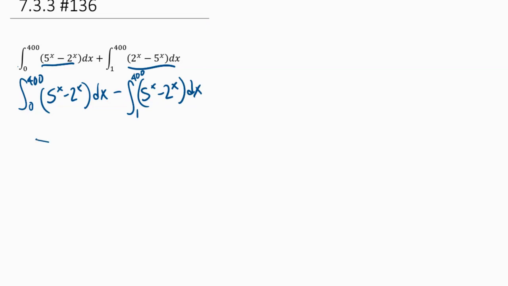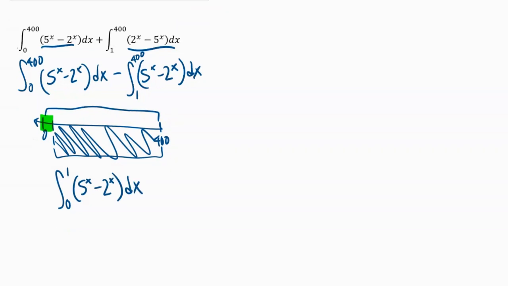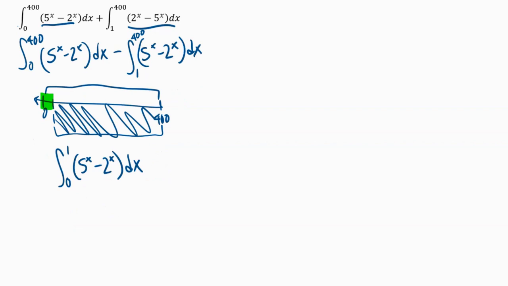If I go from 0 to 400, okay, so I've got 0 here, 400 here. So this whole area. And then I subtract the area from 1 to 400. So I subtract all of this area. What am I left with? I'm only left with the area from 0 to 1. So I can actually simplify this to be the integral from 0 to 1 of 5^x minus 2^x dx. Okay, so the idea here is use properties of integrals to solve.